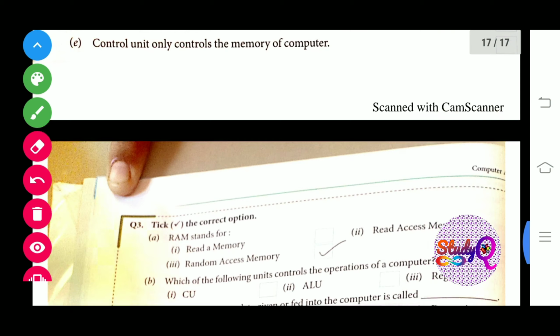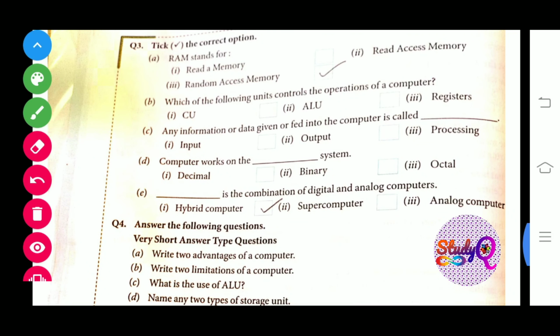So now we are moving ahead. Take the correct answers. RAM stands for random access memory, correct. Then, which of the following units controls the operation of the computer? It is CU. Any information or data fed into the computer is called input. Computer works on the binary system. Now, dash is the combination of digital and hybrid computers. So these are the exercises.